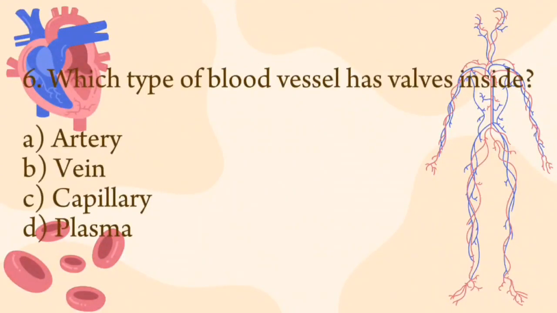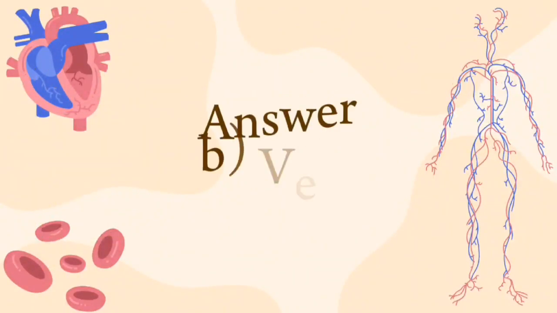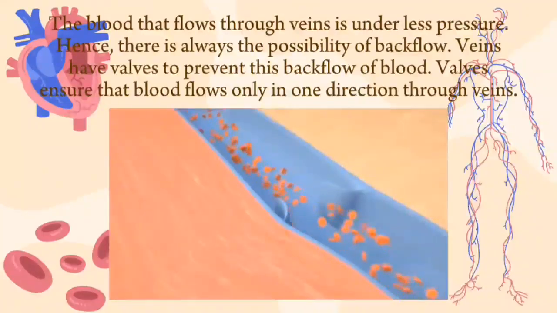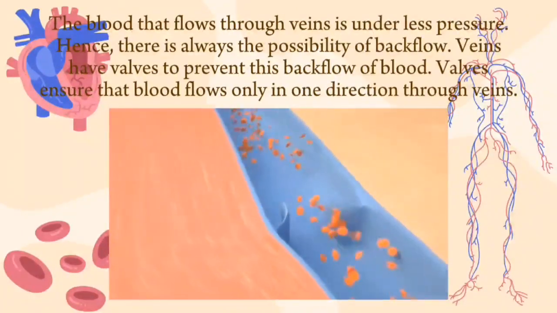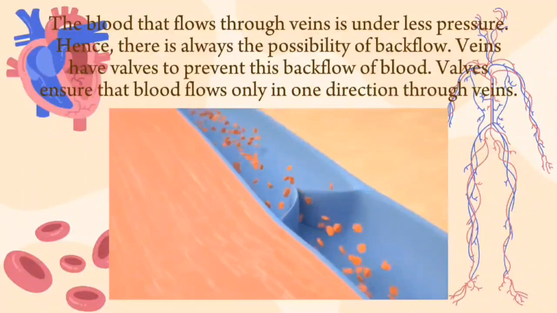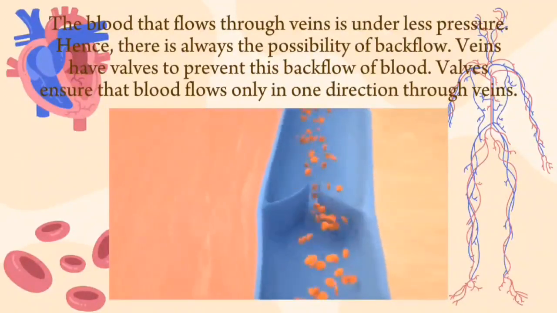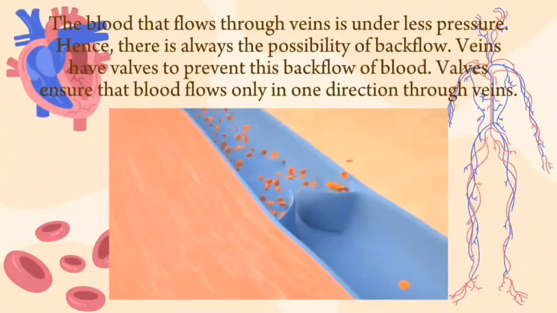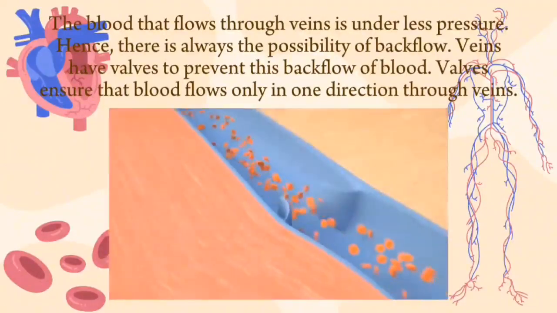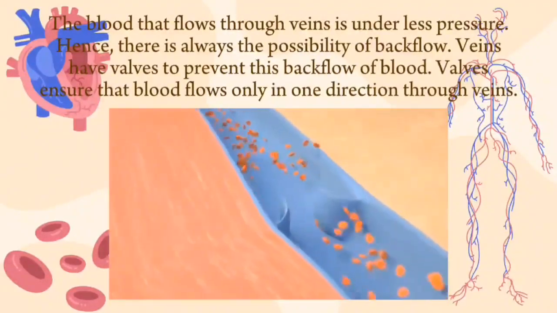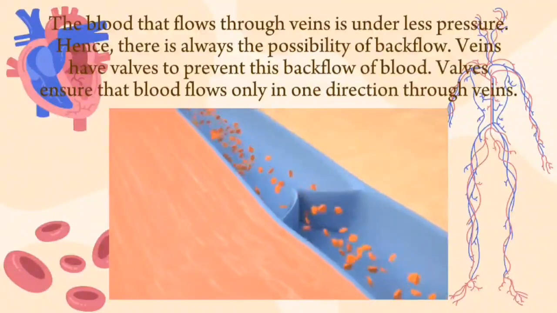6. Which type of blood vessel has valves inside? A. Artery. B. Vein. C. Capillary. D. Plasma. Answer: B. Vein. The blood that flows through veins is under less pressure. Hence, there is always the possibility of backflow. Veins have valves to prevent this backflow of blood. Valves ensure that blood flows only in one direction through veins.